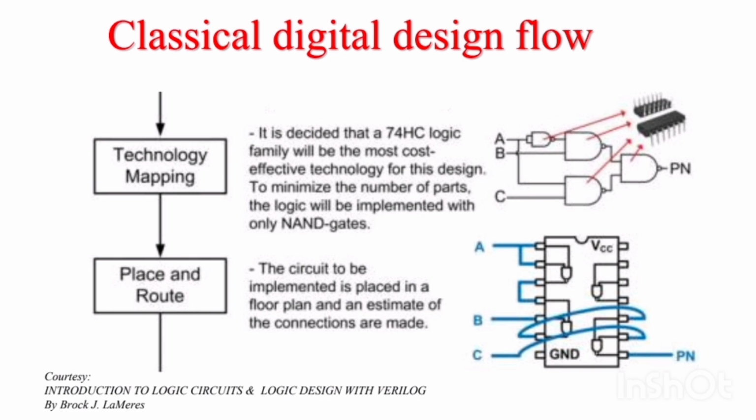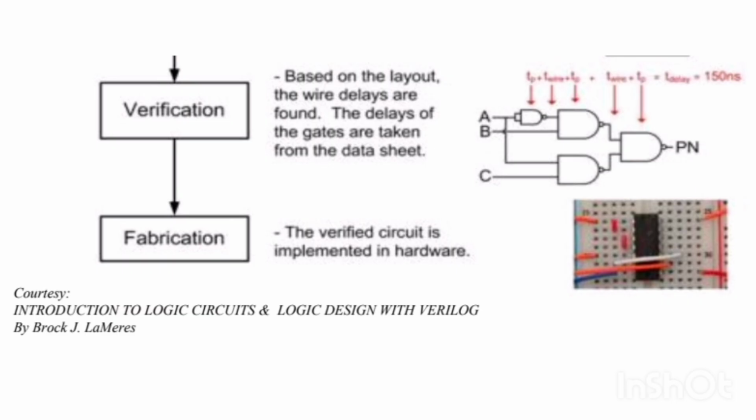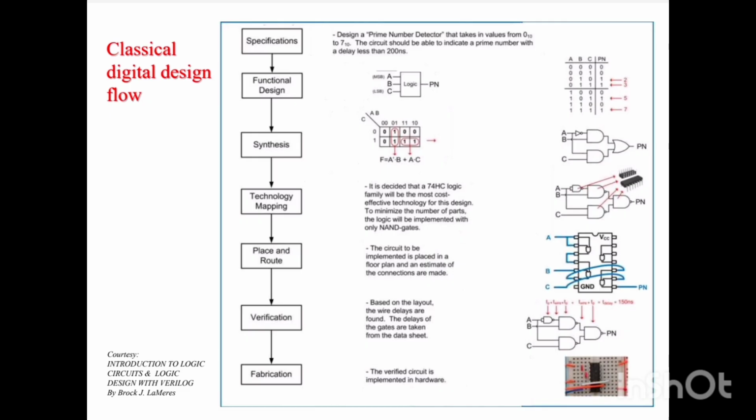The fifth step is place and route, and in this particular step the circuit to be implemented is placed in a floor plan and an estimate of interconnections is made. The sixth step is verification, and based on the layout the wire delays are found. The delays of gates are taken from the data sheet. The final step is fabrication, and in the fabrication step it is implemented in a particular hardware.